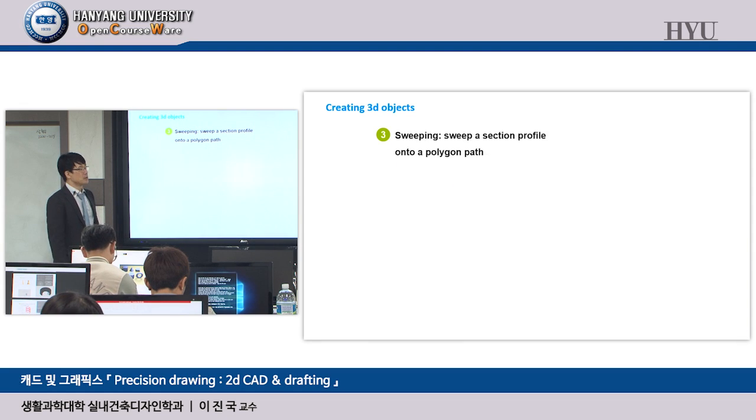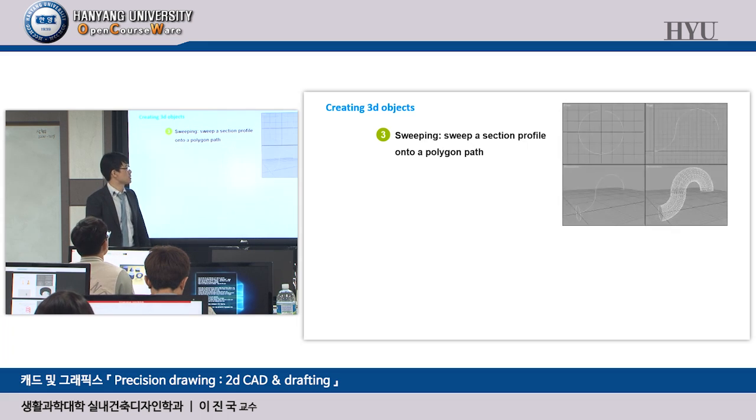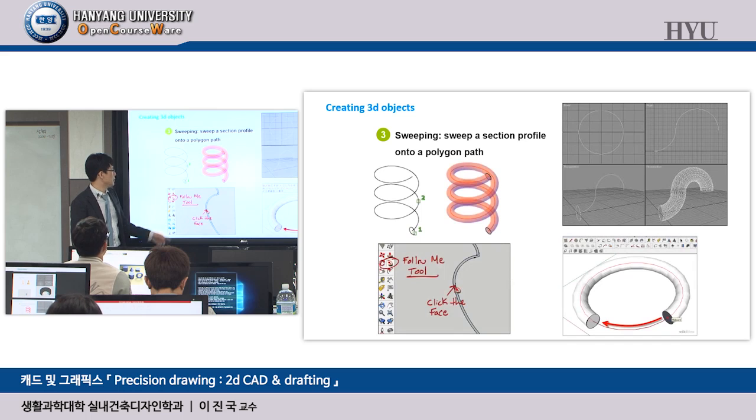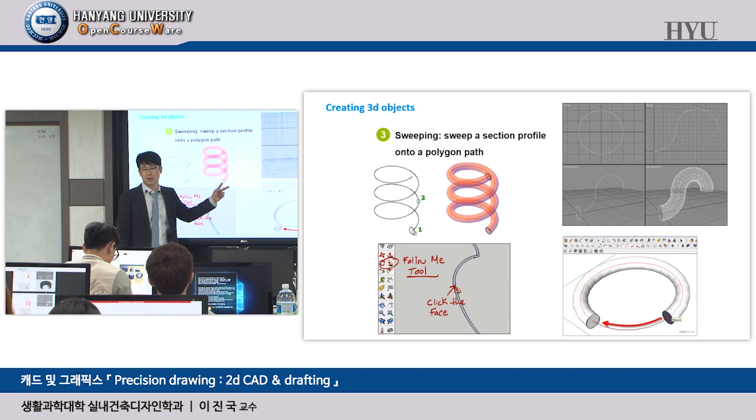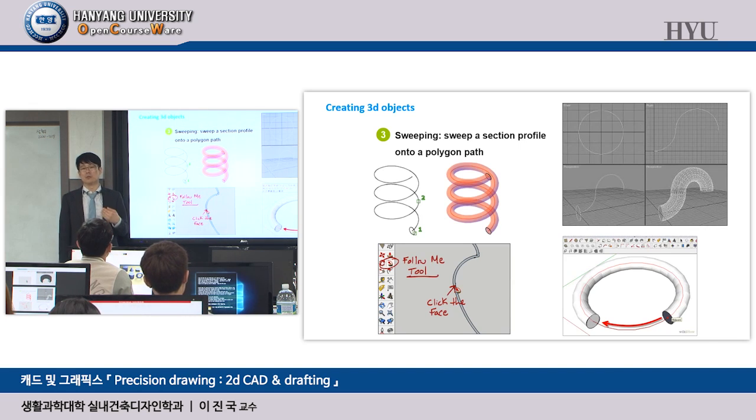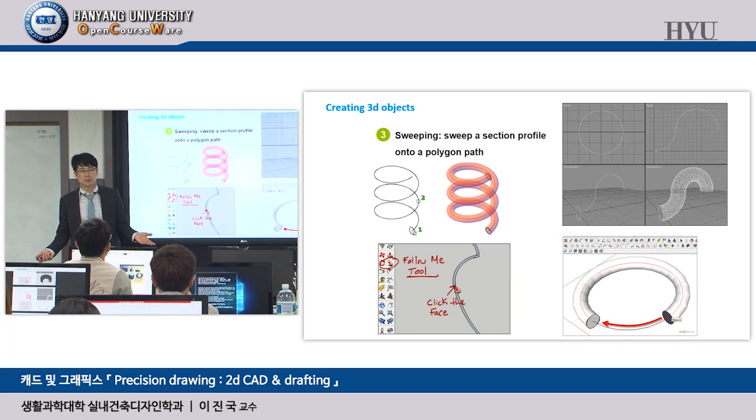The most important thing, the most commonly used one, is sweep, okay? Sweep. Sweeping a section profile onto a polygon path. Take a look, 3D Max interface. And take a look, SketchUp interface. Okay, two components you need. First one is the section profile. Second one is the path, okay? So if this one is the section and the path is here, then you can get this kind of 3D object. This is a representative way of creating 3D. Number 3, sweep.